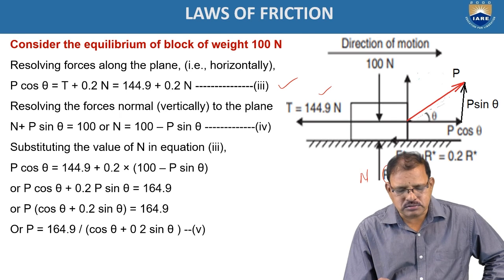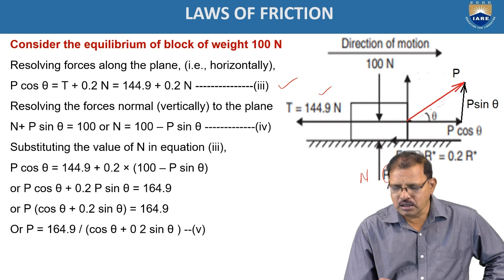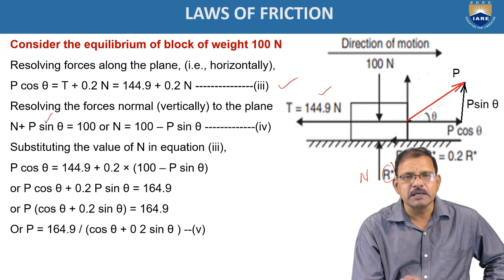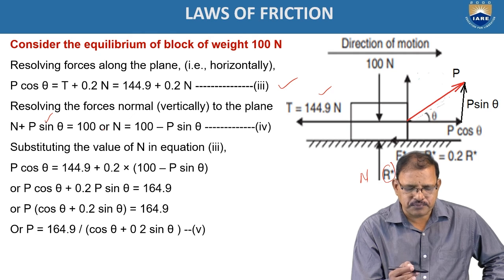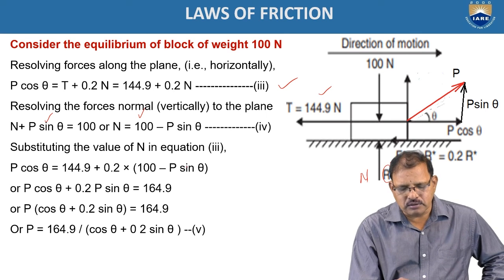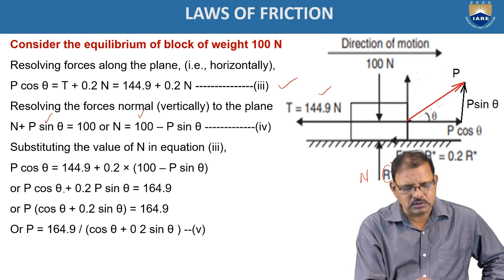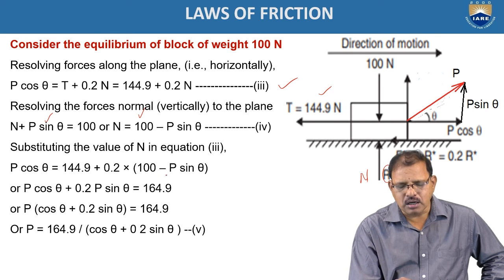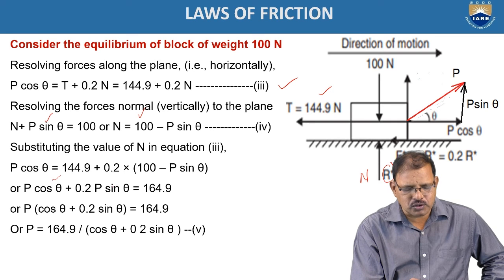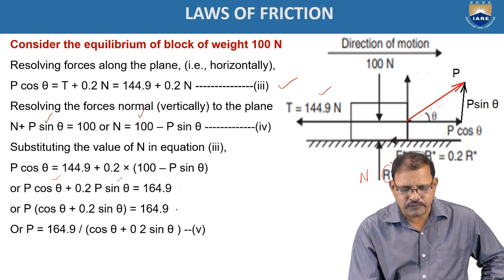Similarly, on resolving the forces normal to the plane, N upward, P sin theta upward, and the weight downward, hence N plus P sin theta is equal to 100 Newtons. From this relation we got N is equal to 100 minus P sin theta. Substituting the value of N in equation number 1, we got P cos theta equal to 144.9 plus 0.2 into (100 minus P sin theta). So P cos theta plus 0.2 P sin theta is equal to 164.9.